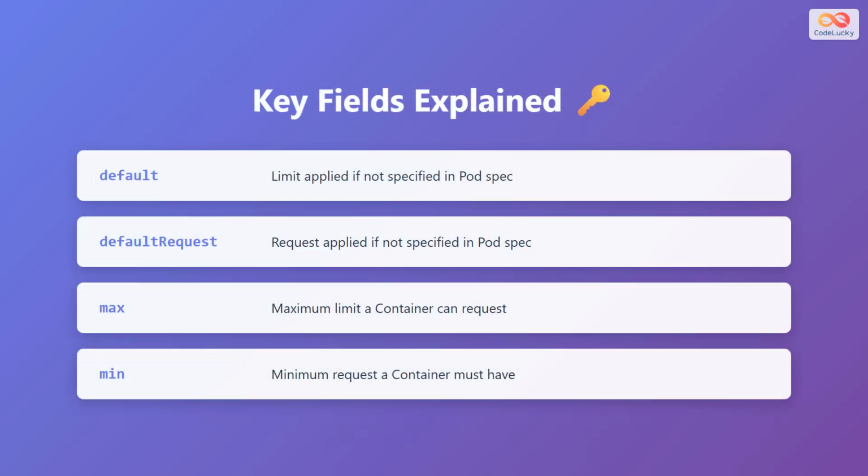Understanding the four key fields is crucial for using LimitRanges effectively. The default field specifies the limit that will be applied if a pod doesn't specify its own limit value. The defaultRequest field specifies the request that will be applied if a pod doesn't specify its own request value. The max field defines the maximum limit a container can request, preventing any container from exceeding this threshold. The min field defines the minimum request a container must have, ensuring every container has at least this amount of resources.